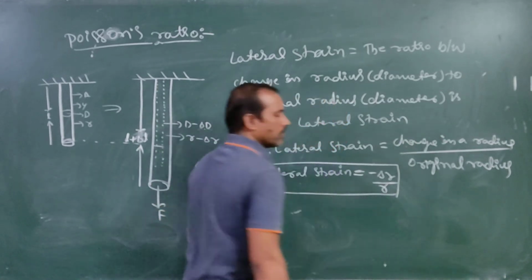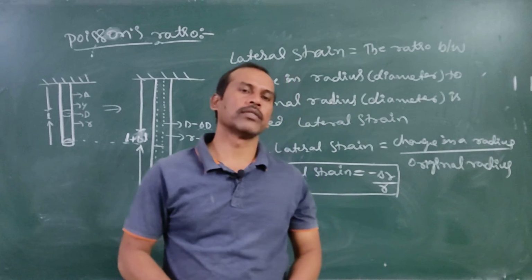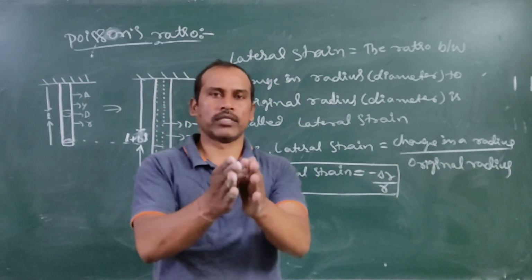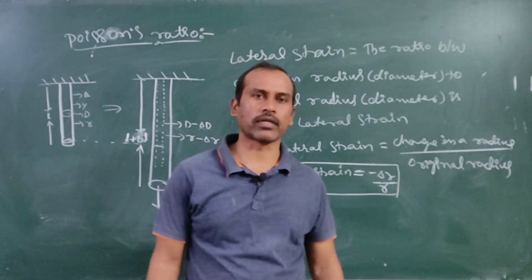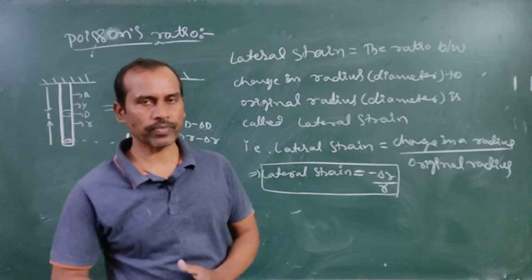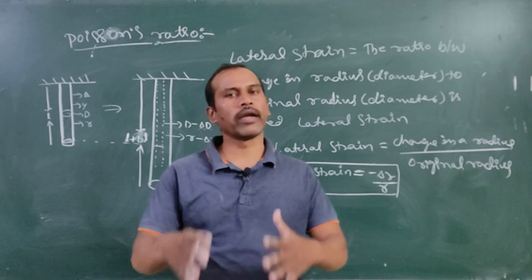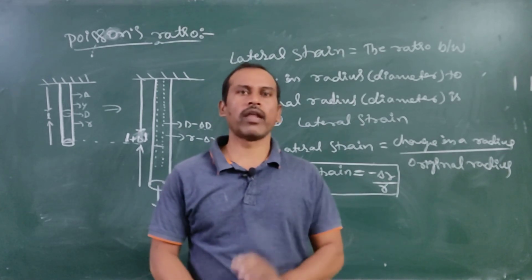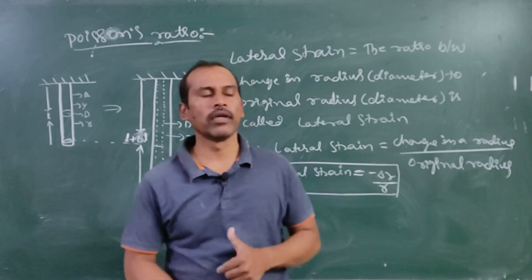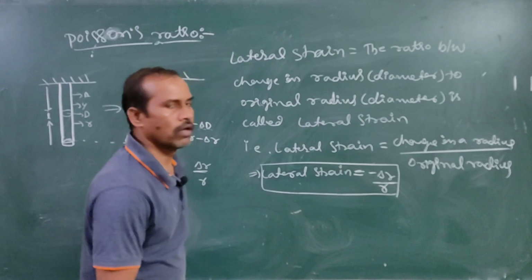So lateral strain is equal to minus delta R by R. Here the minus symbol indicates the diameter contracts under the stress. That is, if the weight increases, automatically its diameter or radius decreases, as well as its length also increases. So lateral strain is equal to minus delta R by R.